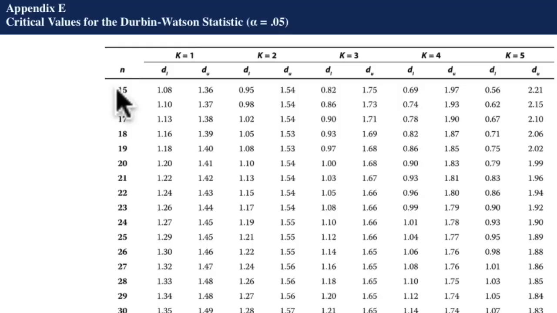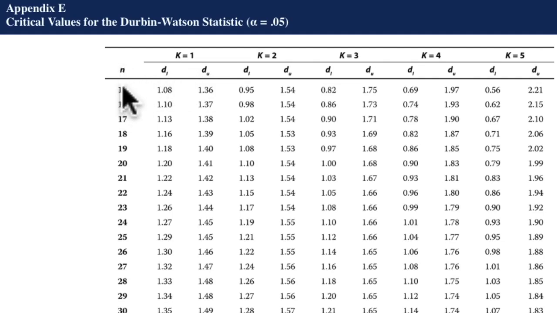All right, let's look at how we read the table for the Durbin-Watson statistic. And this will be Appendix E in your reading. There's only one table, alpha 0.05, and here's our K's across the top. This is the number of slope parameters we have. We only have 1 slope parameter, K equals 1. Notice that we have DL and DU.